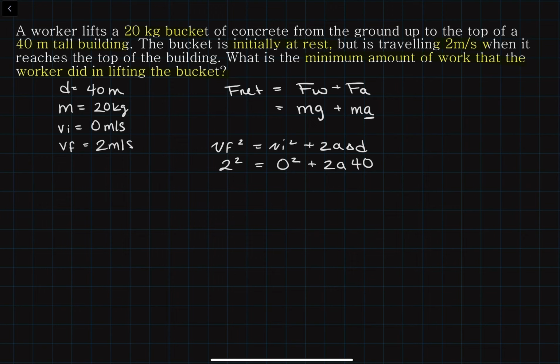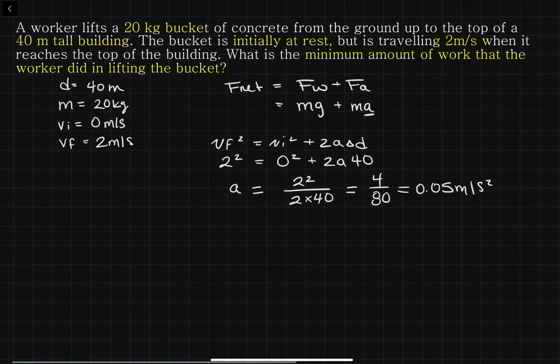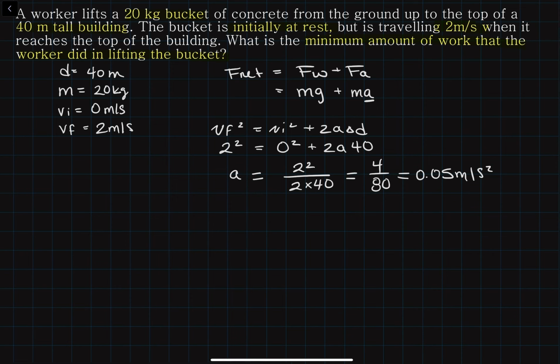So if we rearrange this a little bit, we will just make acceleration equal to 2 squared over 2 times 40. So it's going to be 4 over 80, which is equal to 0.05 meters per second squared. So now that we have our acceleration, we can input it into our initial equation up here.